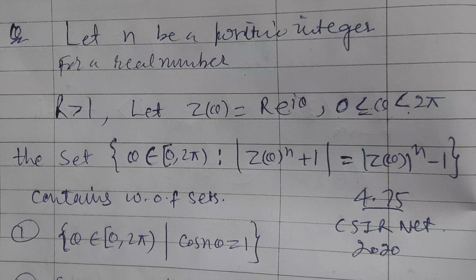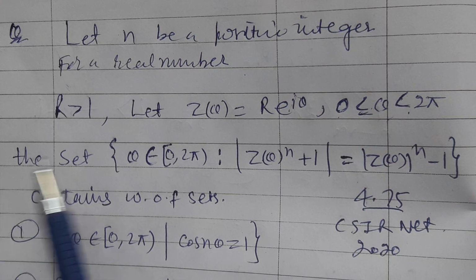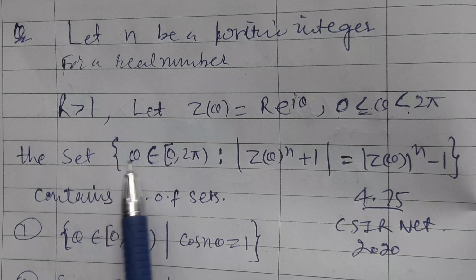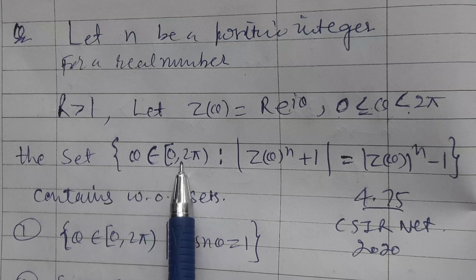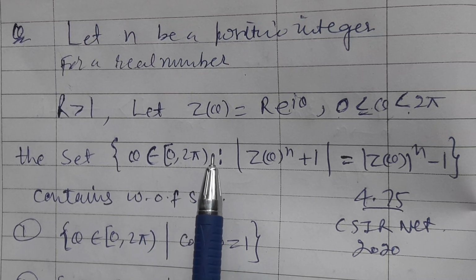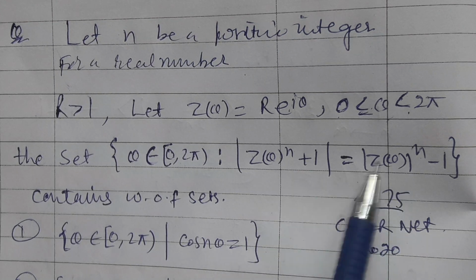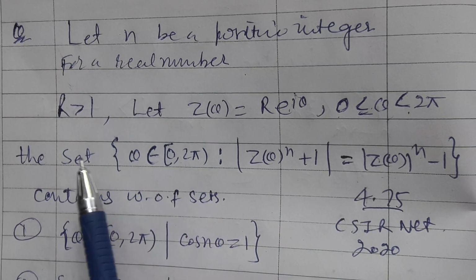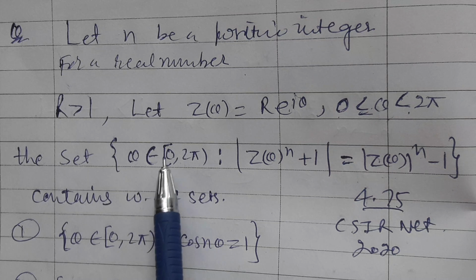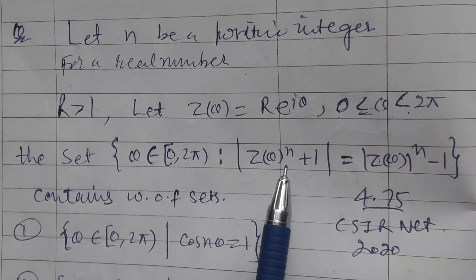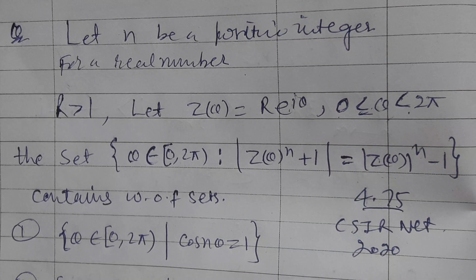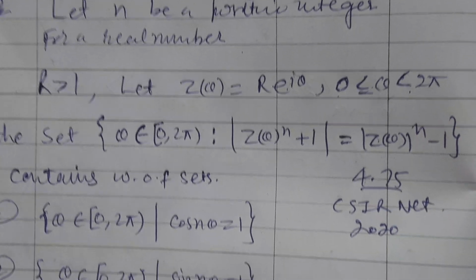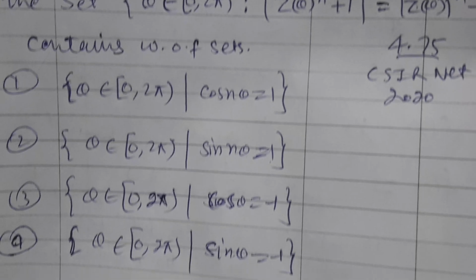Now there is a given set which contains all those values of theta from this interval which satisfy this equation. All those theta values from this interval which satisfy this equation belong to the set. Now we are asked which of the following sets is the correct one.